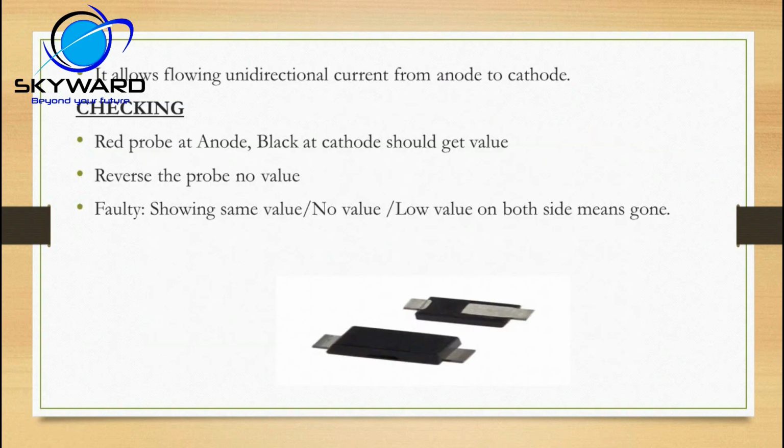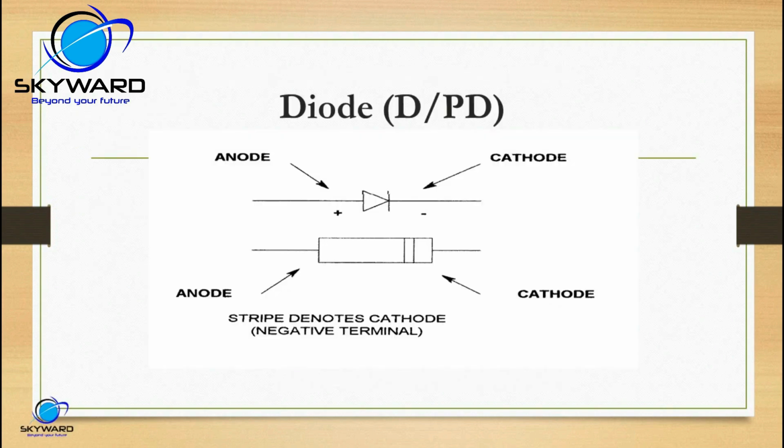So see, checking of a diode, just try to understand. First you put the multimeter in continuity mode. Again, this is the positive side and this is the negative side. If I put the multimeter's positive probe on the positive side of the diode and the negative probe on the negative side, some value will come. And if we reverse the probes, then no value will come. In this way you can confirm that the diode is okay.